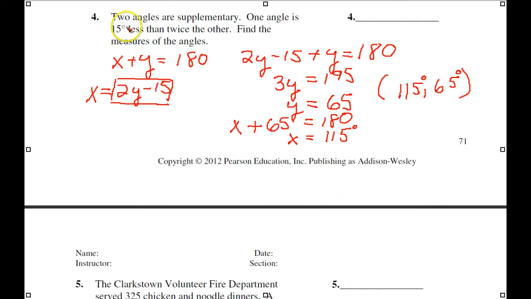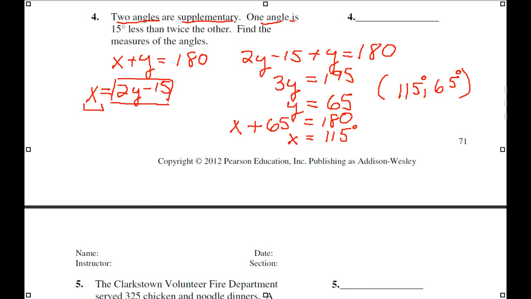In number 4, again, this is still pretty easy. Two angles are supplementary. So here they're telling you that the sum then of two angles is 180. Then they're saying one angle, which is x, is, which is an equal sign, 15 less than twice the other. Well, twice the other would be 2y less 15. So twice the other less 15, right there. Now this is a value for x.